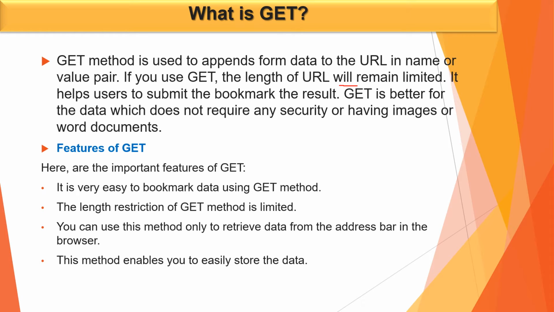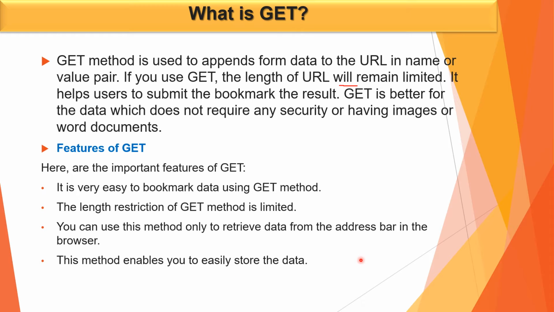The features of get are given. Here are some important features of the get. So what are those features? The get is very easy to bookmark data using the get method. The length restriction of get method is also limited. You can use this method only to retrieve data from the address bar in the browser. This method enables you to easily store the data.